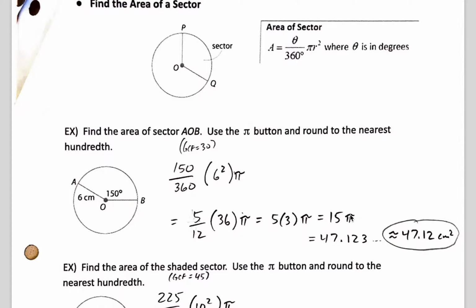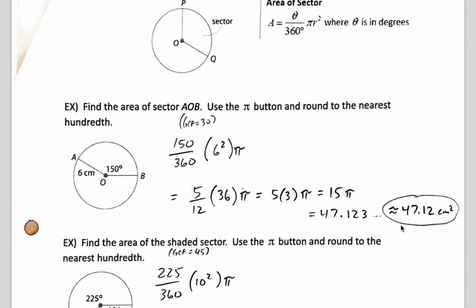We could use our pi button or use 3.14 to approximate. And we get about 47.12 square centimeters. Be careful with your units. We're talking about area, so we want square units.